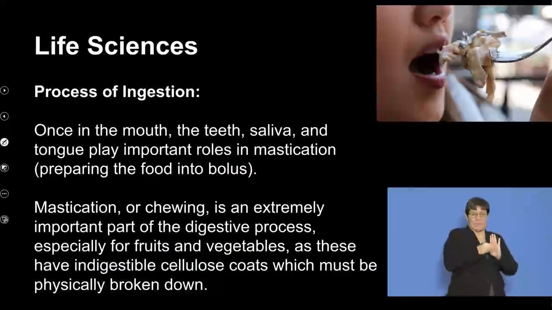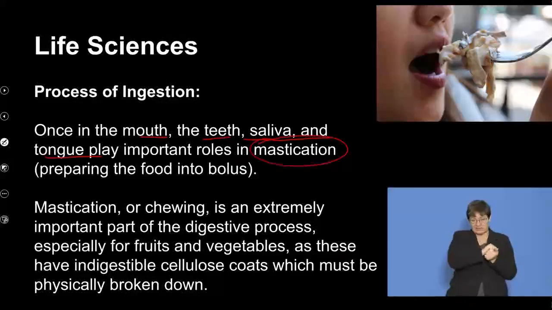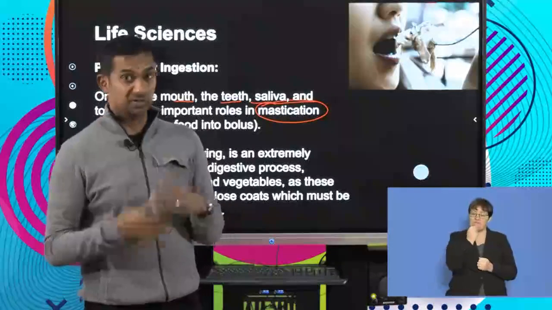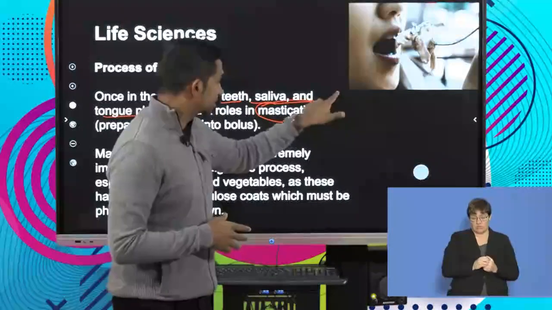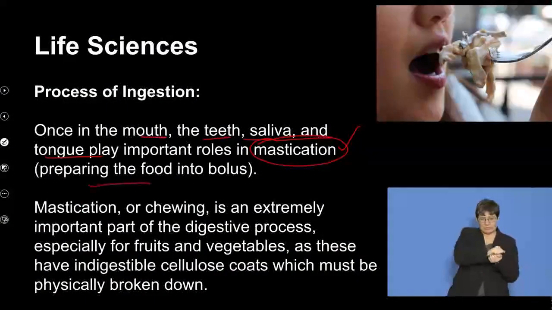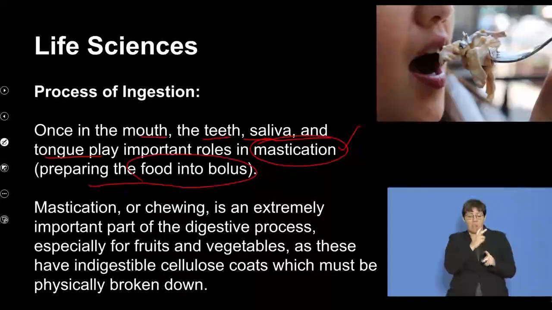Right, so ingestion, once in the mouth, the teeth, the saliva, as well as the tongue play an important role in a process called mastication. I mentioned this word before. Mastication is essentially the chewing of food. It's a complex word that describes the process of chewing. And that prepares the food into a ball that is softened with saliva, the food mass, that then moves through.